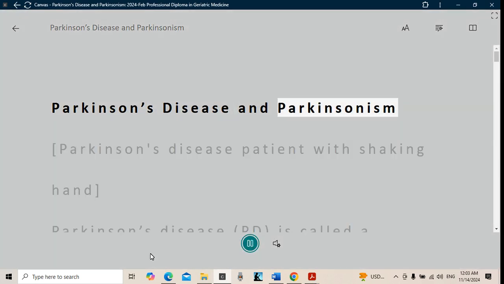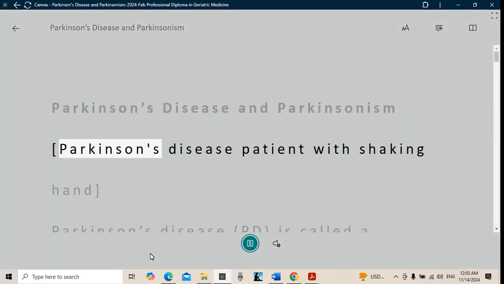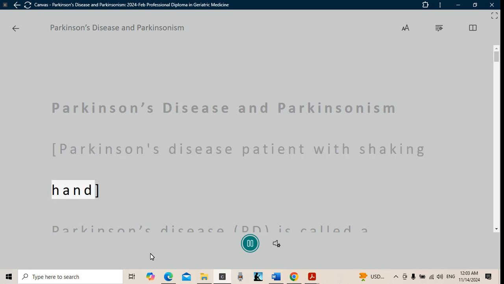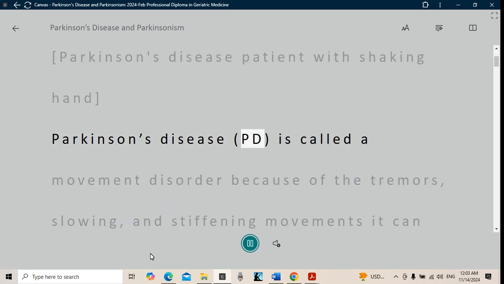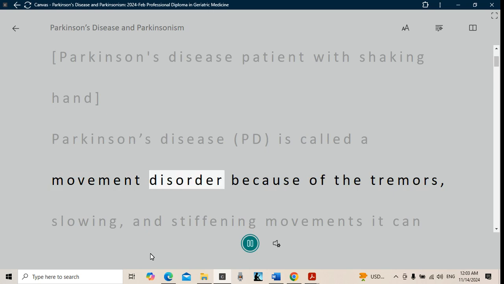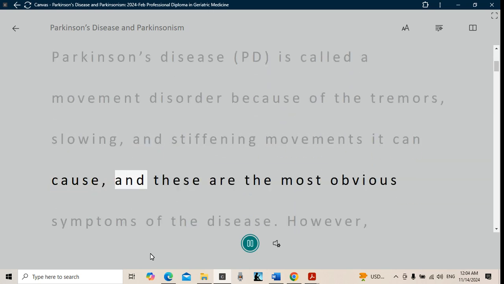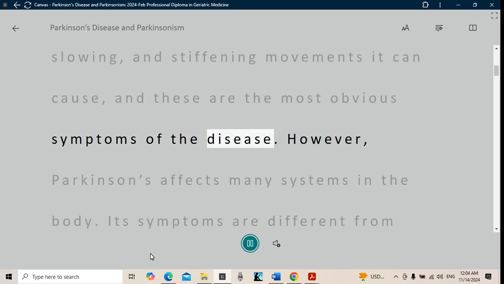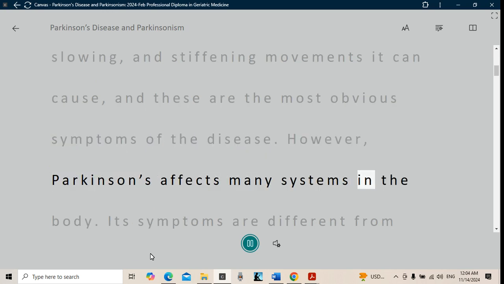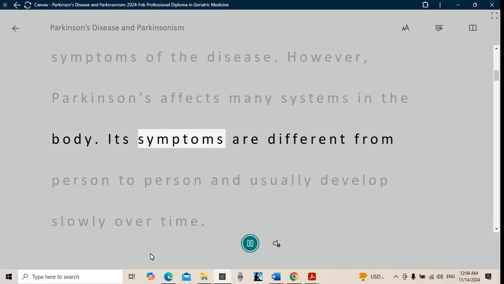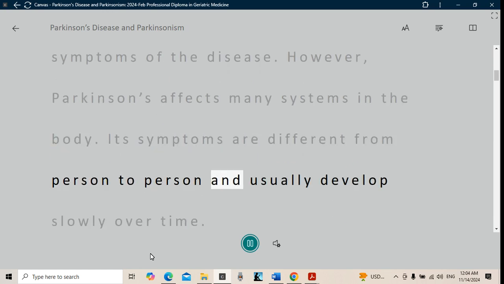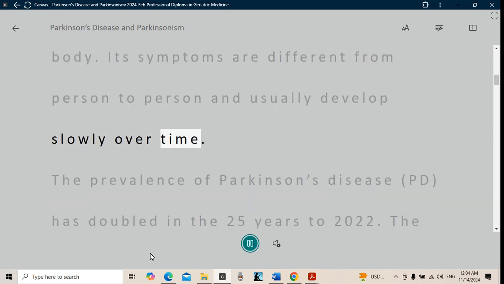Parkinson's disease and Parkinsonism. Parkinson's disease patient with shaking hand. Parkinson's disease, PD, is called a movement disorder because of the tremors, slowing, and stiffening movements it can cause, and these are the most obvious symptoms of the disease. However, Parkinson's affects many systems in the body. Its symptoms are different from person to person and usually develop slowly over time.